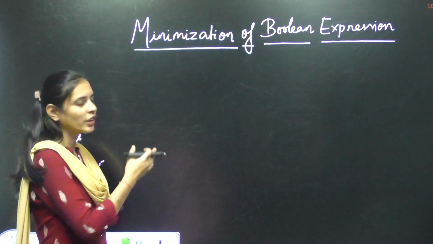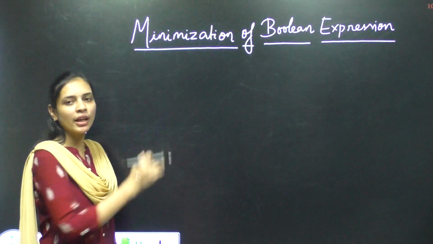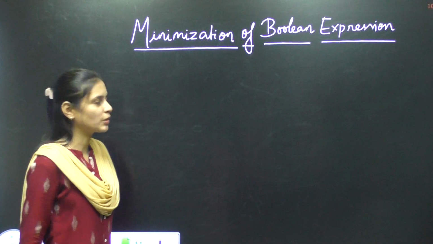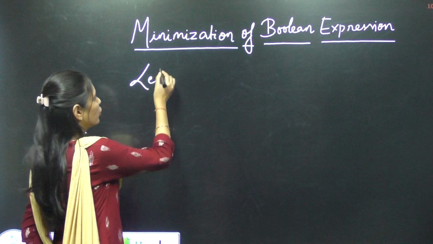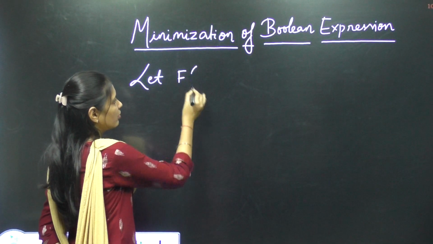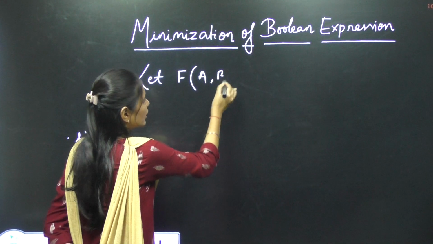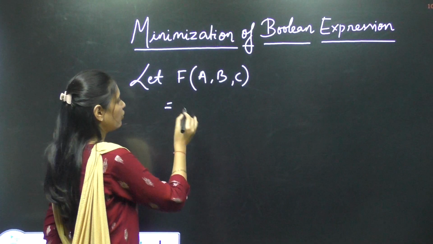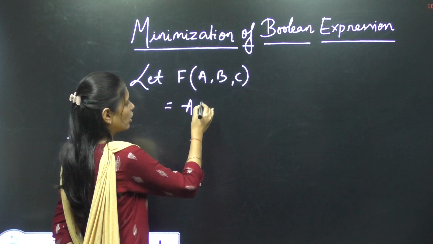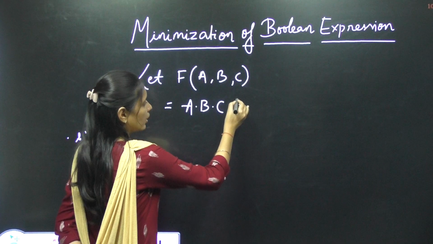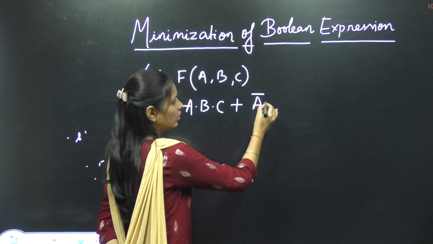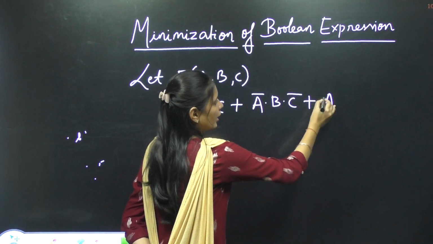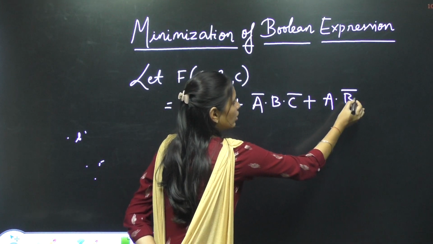Good morning students. Today we will be discussing the minimization of the Boolean expression. We are pretty clear about the Boolean expression. So let us consider a Boolean expression f in terms of a, b and c, and I am representing f as a dot b dot c plus a bar dot b dot c bar plus a dot b bar dot c.